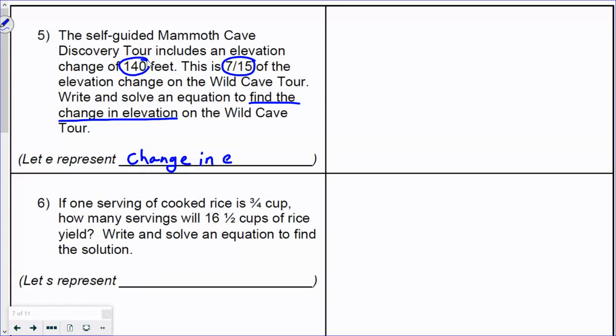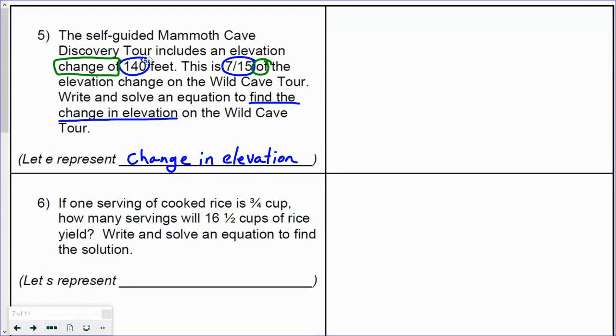Change in elevation. Okay, that's what we're looking for. So what are some key words we know? Okay. Well, let's see. The elevation change right there. This is 7. But then this is up. This was the elevation change. This is where it went from. Okay. So that's what we actually want to equal.